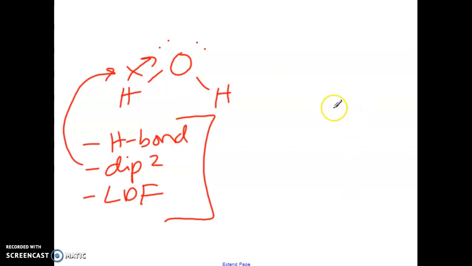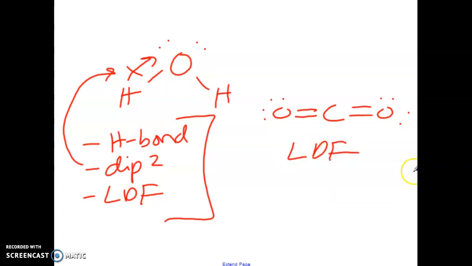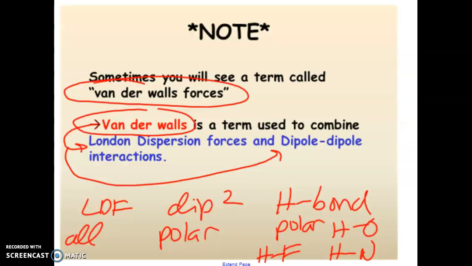Let's say we had carbon dioxide. Carbon dioxide is symmetrical, it's nonpolar. So it does not have hydrogen bonding, right? There's no OH, NH, or FH. It does not have dipole-dipole because it's not polar. So the only thing it has is LDF. So it might have one force, it might have two forces, it might have all three forces. You have to think, what criteria here does it have?